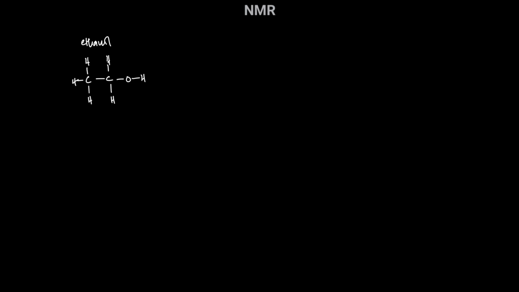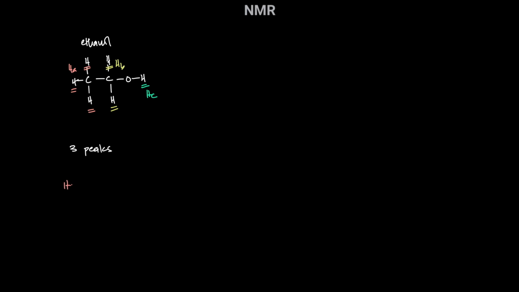Now in ethanol, right, these 3 hydrogen atoms are identical because they're all bonded to the same carbon. So the CH3 protons are identical, so that's one type of proton. The other type of proton, right, are these 2 hydrogens on this carbon, the CH2 protons, so that's HB. And then the third type of proton that we have is the hydrogen atom that's bonded to the oxygen, that's HC. So here we're going to see 3 peaks.